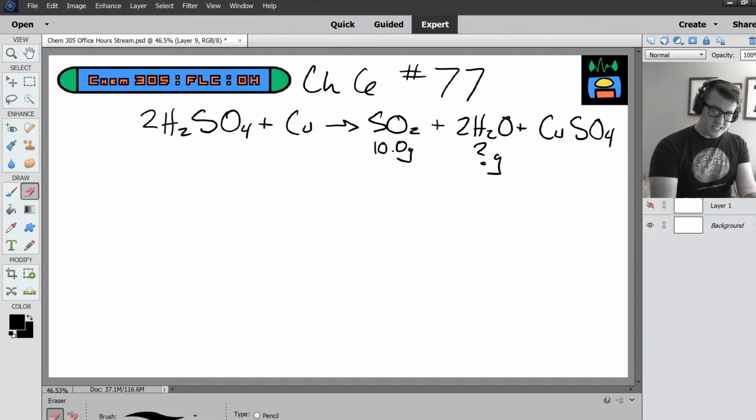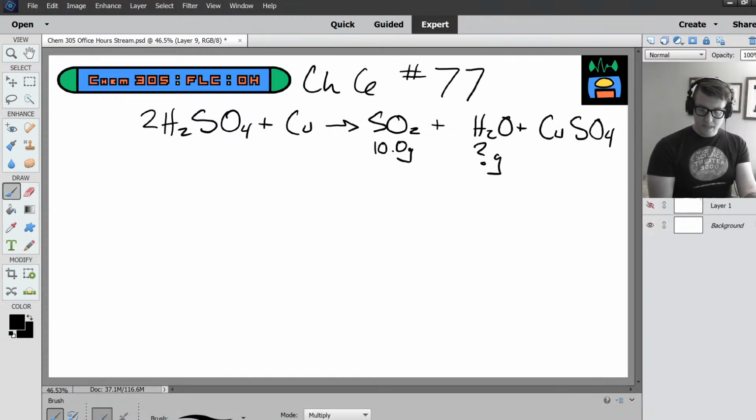All right, and so this balanced chemical equation tells us, I'm just switching up my colors here, that for every 2 moles of water that are produced, 1 mole of SO2 is also produced. And so what we need to do here is, we're told the mass of sulfur dioxide that's produced. We need to know how many moles of sulfur dioxide is produced, and then we can convert from moles of sulfur dioxide to moles of H2O.